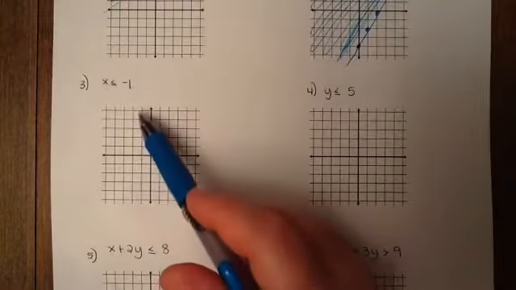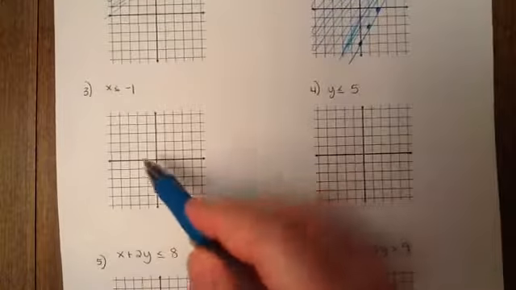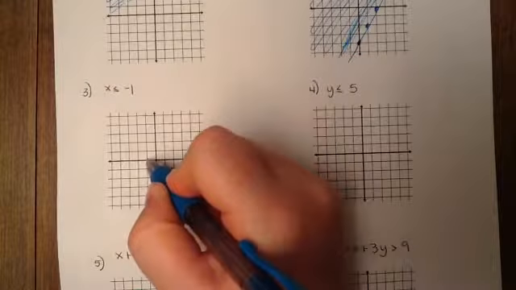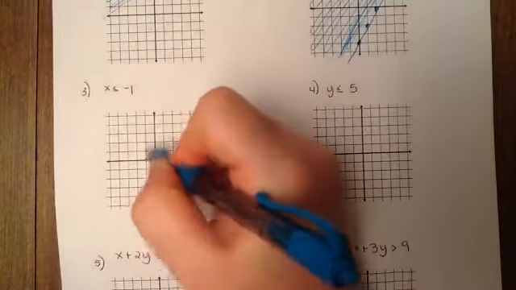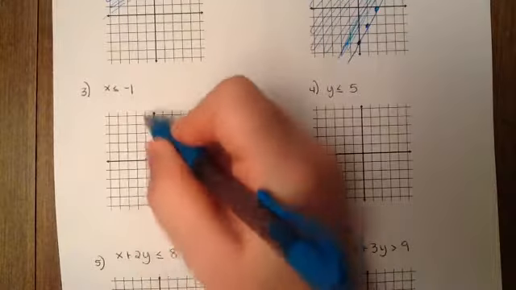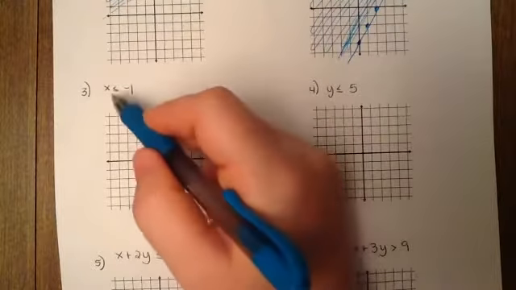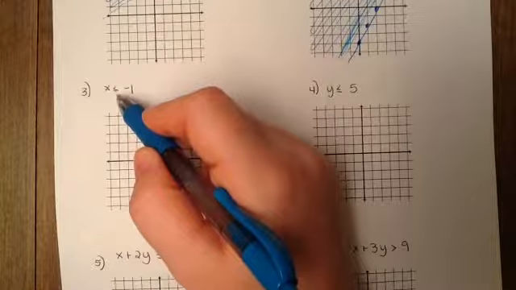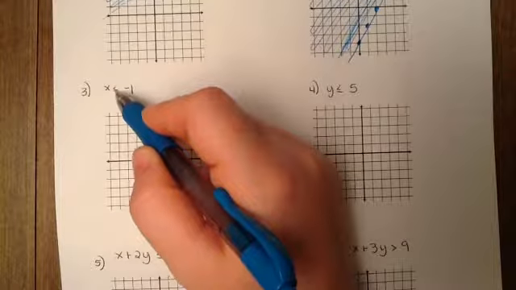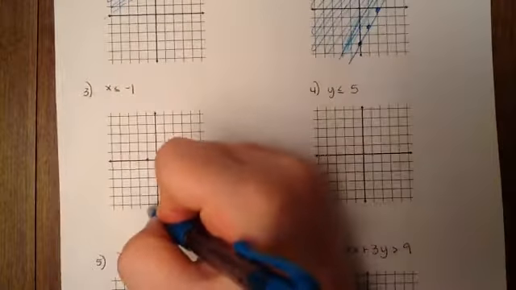Let's take a look at these next ones. X is less than or equal to -1. So find when x is -1. And let's make our line. Now x equals -1 would be up or down. So will it be a solid or dashed? It'll be a solid line because of that equals underneath.